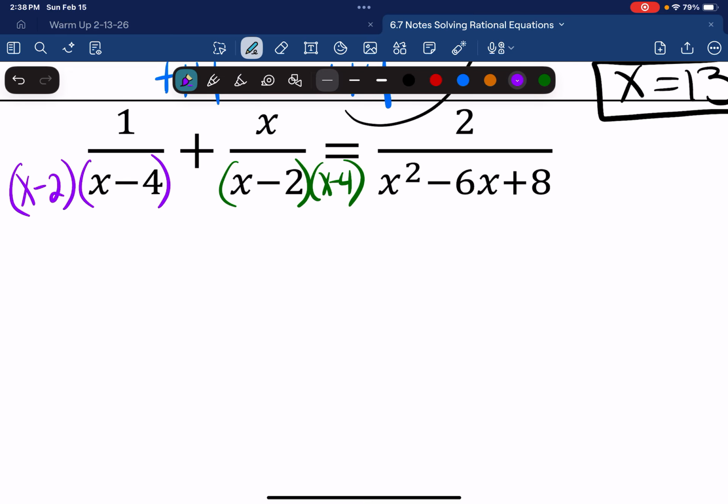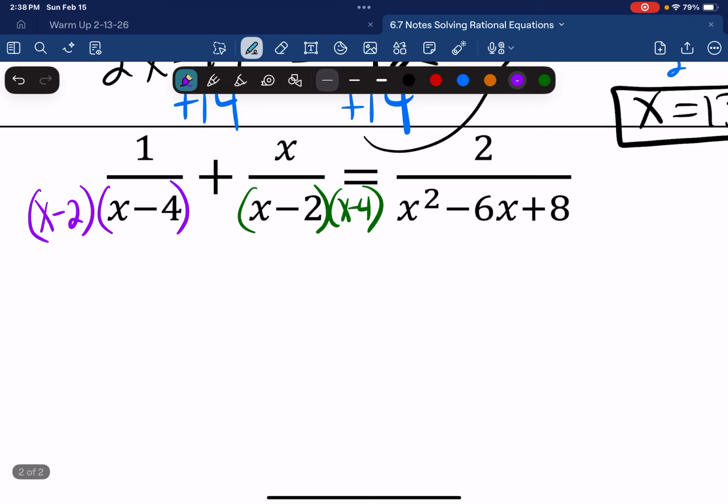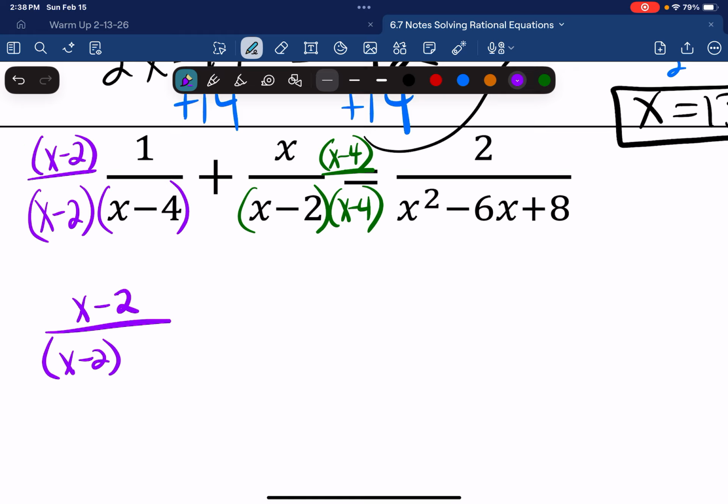But do not forget that your fraction is not balanced right now. So whatever we've multiplied our denominator by, we need to multiply the numerator by also. So we'll do the same thing with this fraction over here, x minus 4. Okay? So this first fraction on the left ends up being x minus 2 divided by x minus 2 times x minus 4. Whoops.